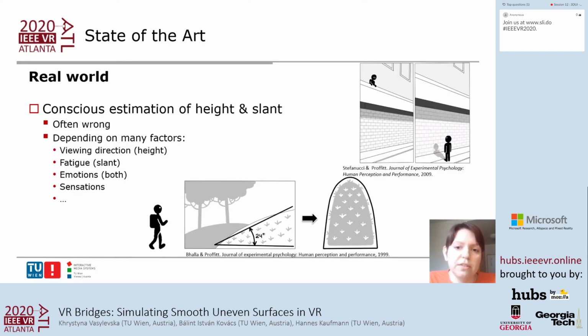Real-world research showed that, in general, people overestimate heights and geographical slant. However, the final results of such estimation might be influenced by a variety of factors. For example, estimation of height depends on the viewing perspective. If you are judging it looking up from below or looking down from above, the result will be different. Also, a regular hill might feel like a steep mountain to you if you have a heavy backpack or are fatigued. Similar outcomes would be observed for emotions, sensations, and many other factors as well.